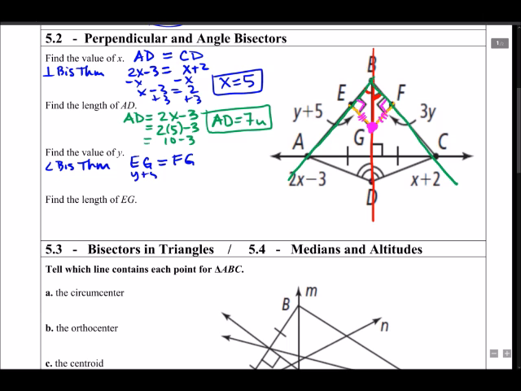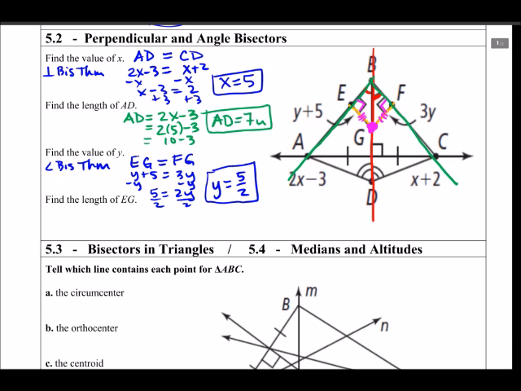And once again, it's just algebra. So y plus 5 equals 3y. I'm going to subtract y from both sides, and I get 5 equals 2y, divide by 2, and y equals 5 over 2. Now don't be afraid of fractions. They are our friends. And what do we want? We want the length of EG. Well, what do we know? We know the length of EG is y plus 5.